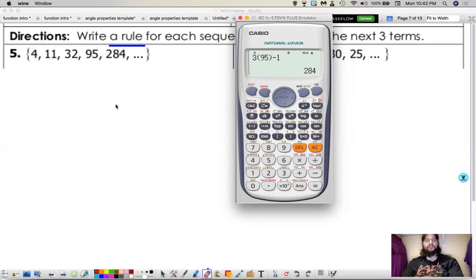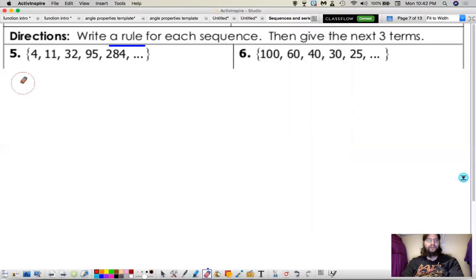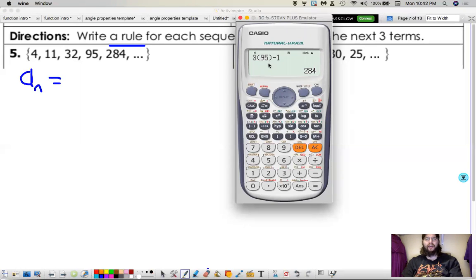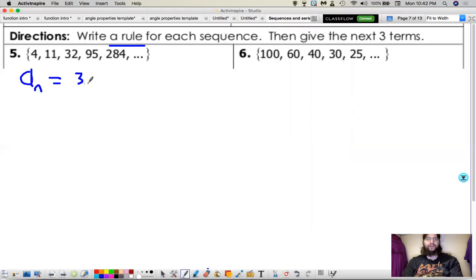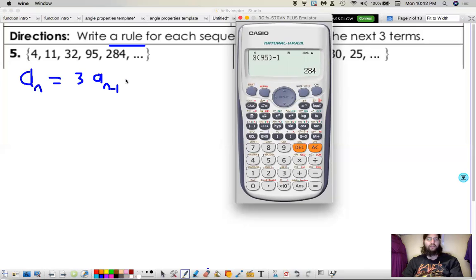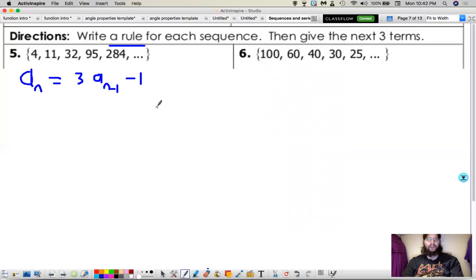Sometimes it's easier than others. Sometimes it's based on 2 numbers, sometimes it's not. So if I'm going to write this out, the next term in our sequence, a sub n, is equal to 3 times the previous term, a sub n minus 1, minus 1. I'll tell you, some people are great at finding these, some people are not. I'm not that great at it personally. But just figure it out, you'll be fine.